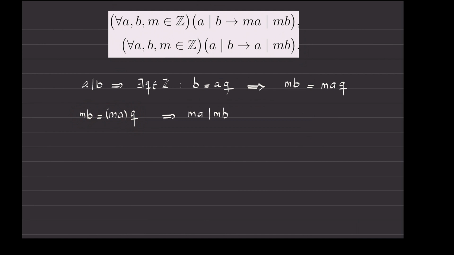But again, the same relation can be written slightly differently in this form. I can write it as mb, but instead of grouping m and a together, I can group m and q together. Okay, and I can write it as a times mq. But now m is an integer, and q is also an integer, so this product is an integer. So an integer multiplied by a gives me mb, so what does it mean? It means that a divides mb, and that is the proof for the second part.